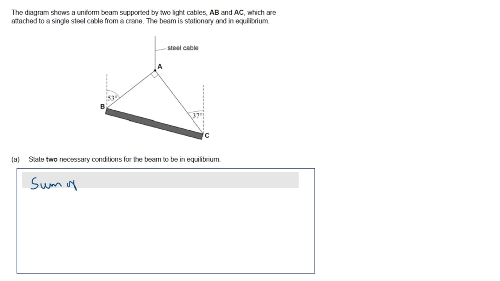Well, if it's not moving up or down, that means there must be no net resultant force up or down, so the sum of the vertical forces must be equal to zero. And the fact that it's not turning in any direction at all means that the sum of the moments must also be equal to zero.